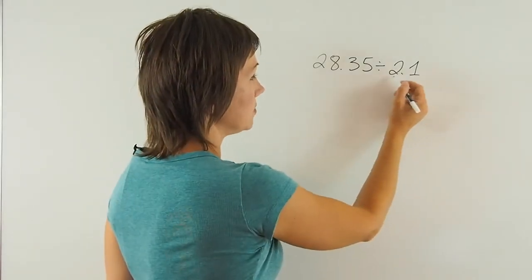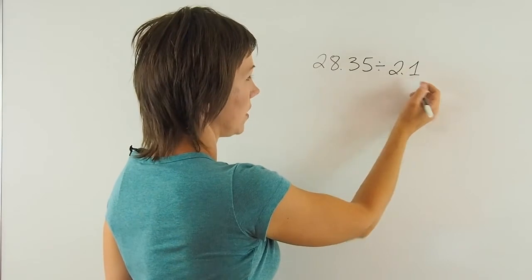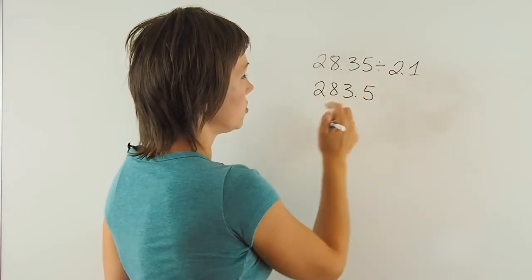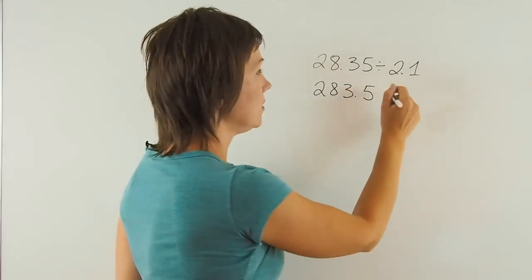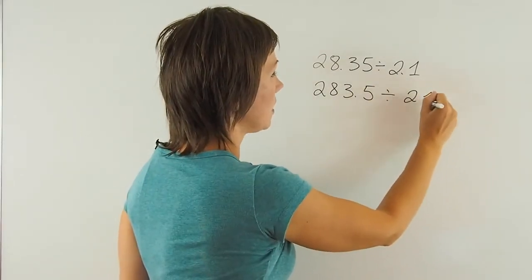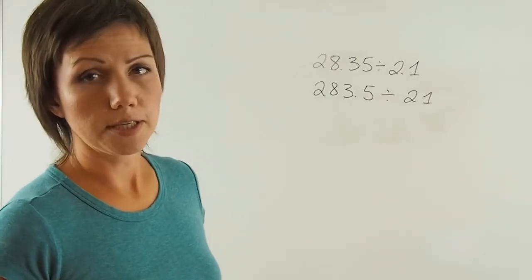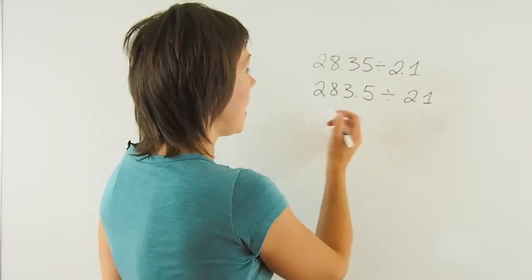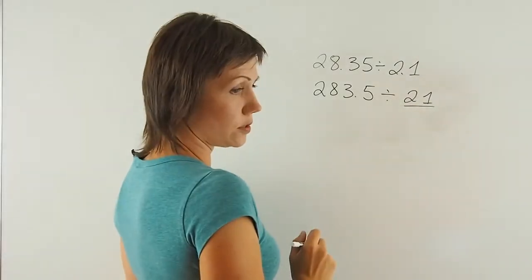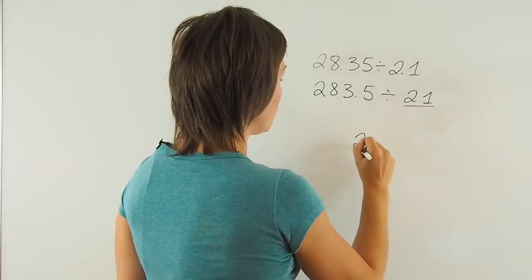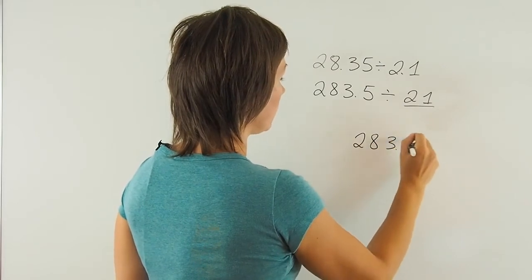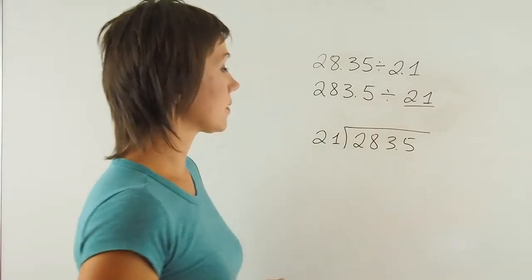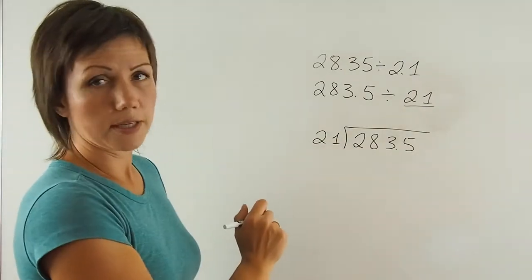So if I am turning this into a whole number, then this becomes 283.5 and this becomes 21. So I essentially multiply both numbers by 10. Now I can divide because this is a whole number. So 283.5 divided by 21. Let's start with 28.